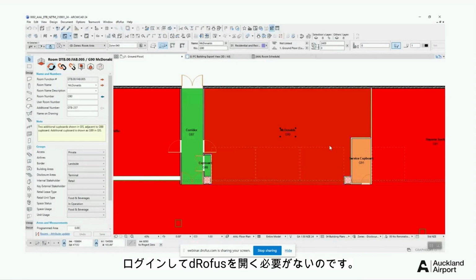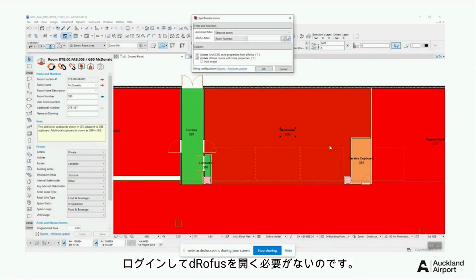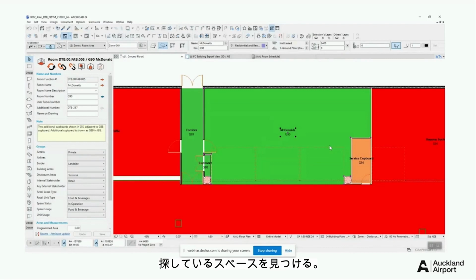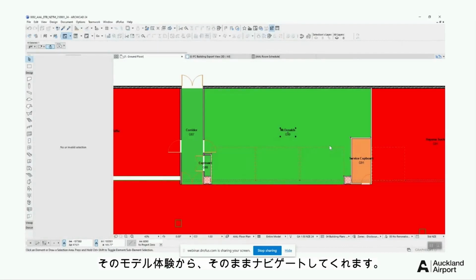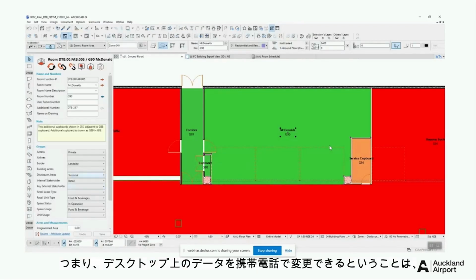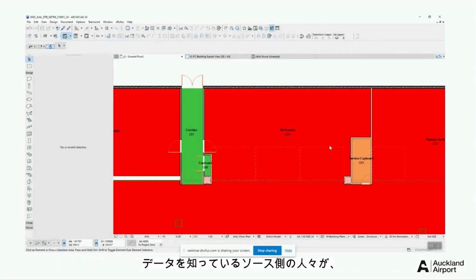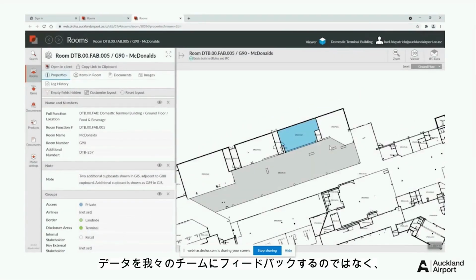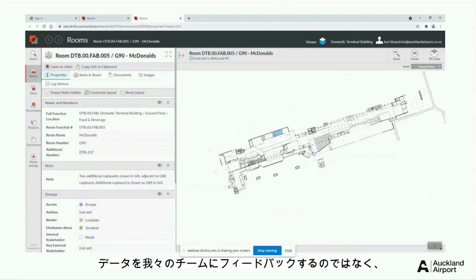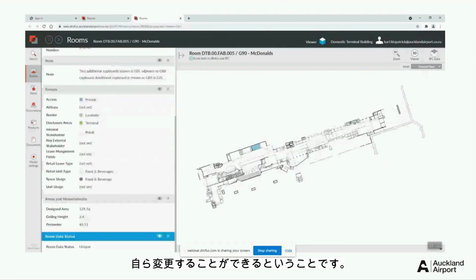They don't need to log in, open dRofus themselves, and find the space they're looking for. They'll be able to navigate straight from that model experience. So this idea that people can change the data on the desktop or on their phone means that we can get the people at the source who know the data to change it themselves, rather than having to feed the data back to our team.